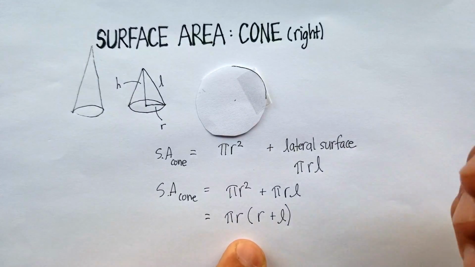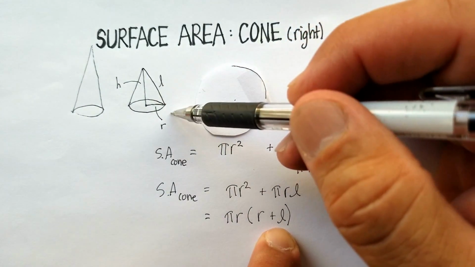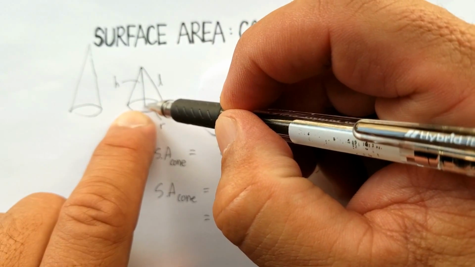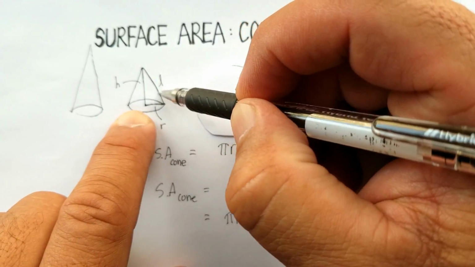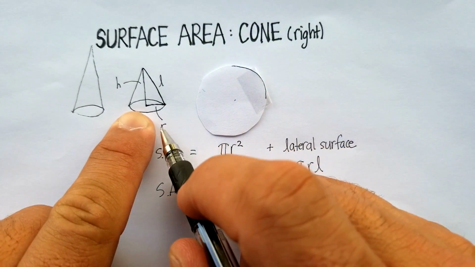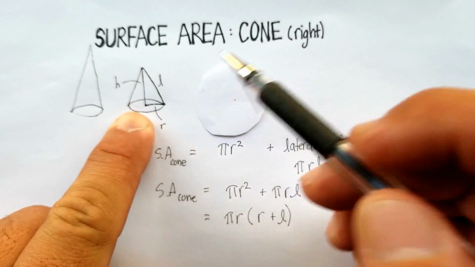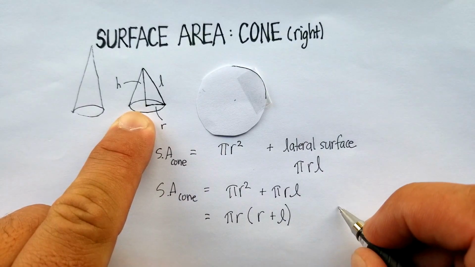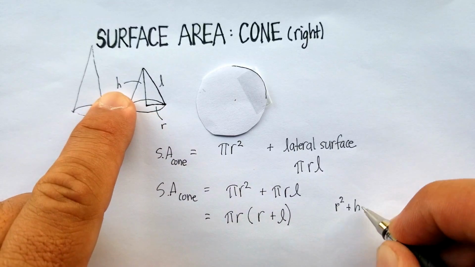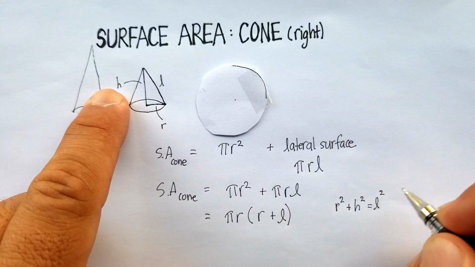Now, here's something I want you to notice. How would you find out this L if it wasn't given to you? You'll notice that this is a right triangle, isn't it? You could use the Pythagorean Theorem by saying R squared plus H squared would equal L squared. So radius squared plus the height squared, which is a lot of times what they'll give you for information, will be equal to L squared.